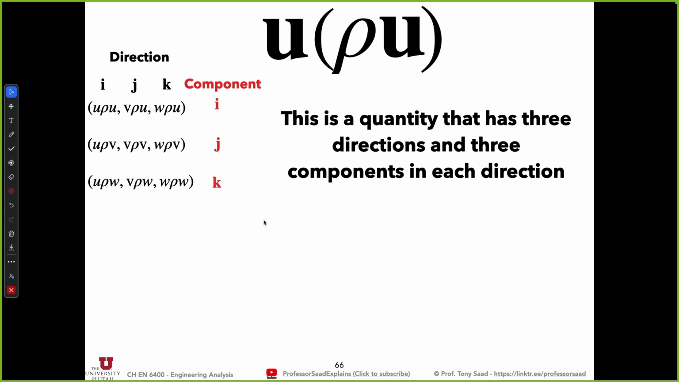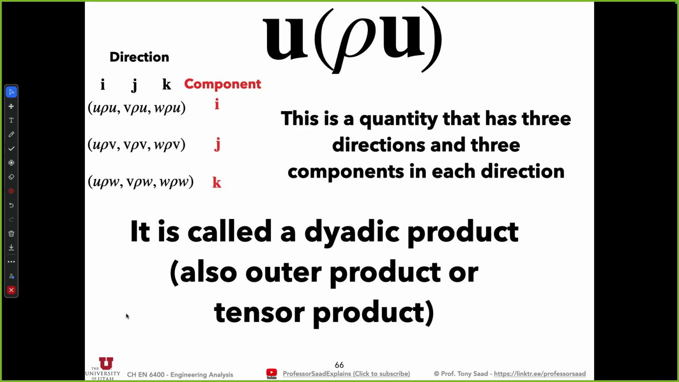Okay? In this form, this u, rho u, this multiplication of these 2 vectors is called a dyadic product. A dyadic product comes from the word dyad, and that's when you put 2 vectors next to each other. It's not a dot product or a cross product. It's just putting 2 vectors next to each other. It's called a dyad. But in this case, it results in 9 entries. A dyad in 3 dimensions results in an object that has 3 directions and 3 components per direction.